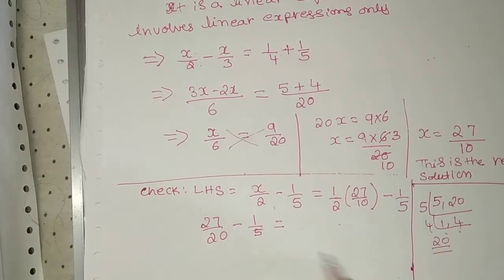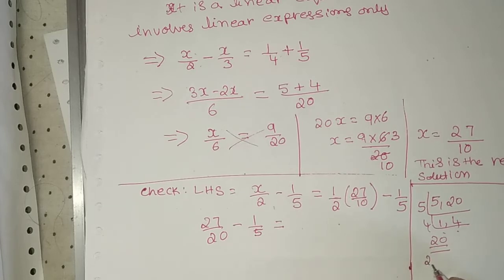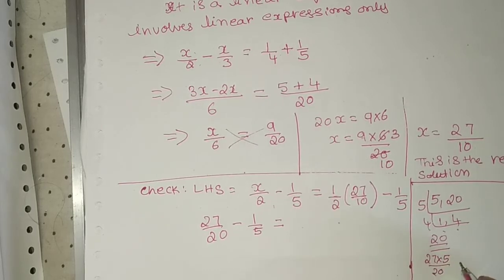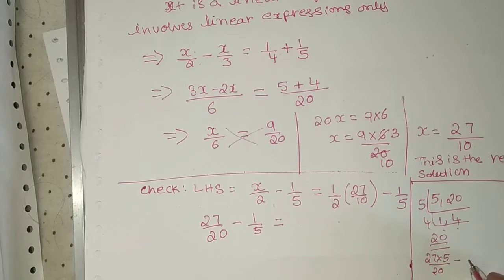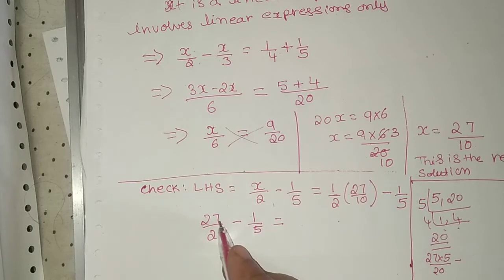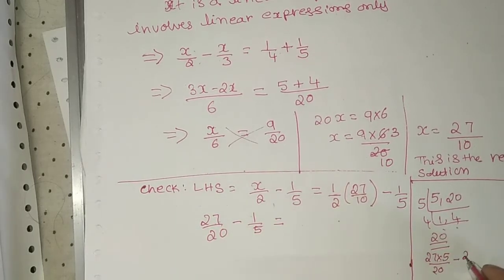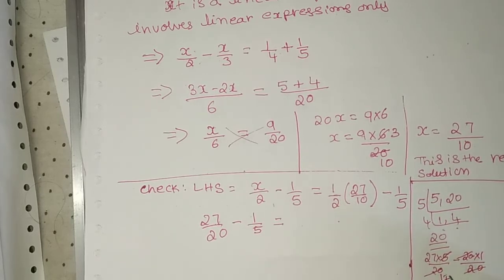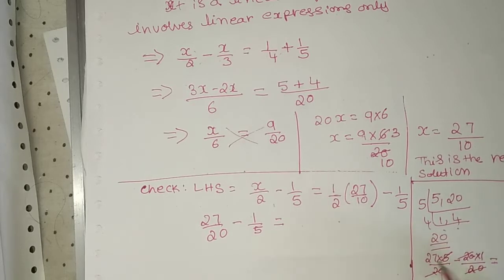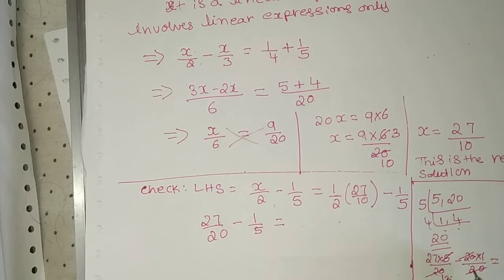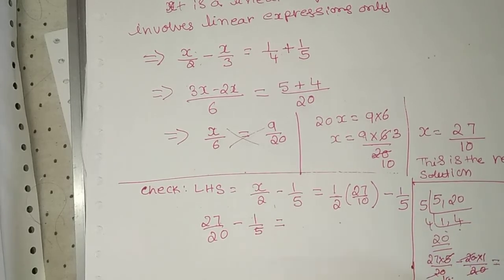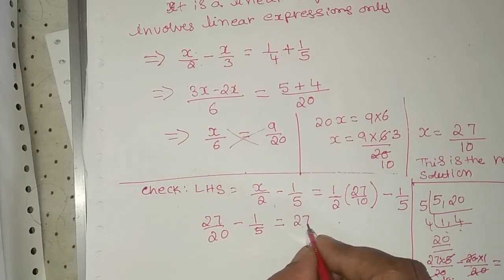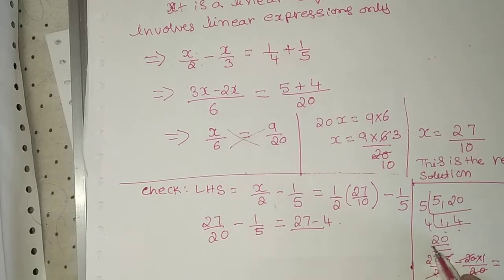Now next thing, we have to cross multiply: 27 into 20 by 20 minus, next, cross multiply these two, 20 into 1 by 20. So this one cancels, 5 ones are 5, 5 fours are 20. Again we cross multiply, then we get 4 in the numerator: 27 with 1 is 27, then 4 into 1 is 4. So this is the numerator, 27 minus 4. We found the LCM, we got the denominator.